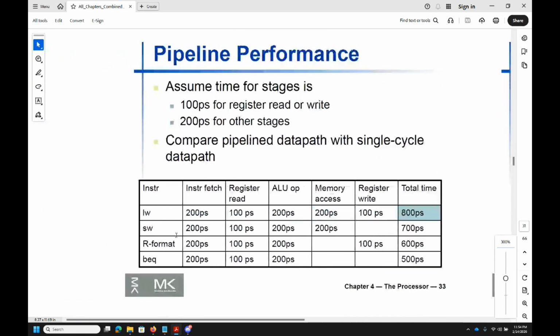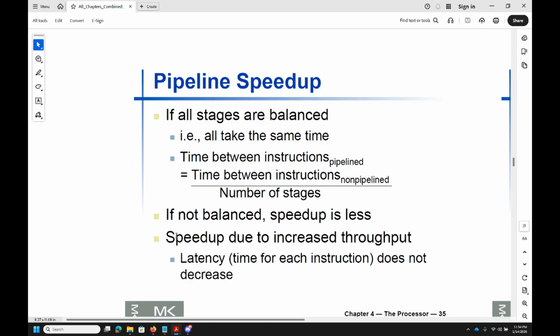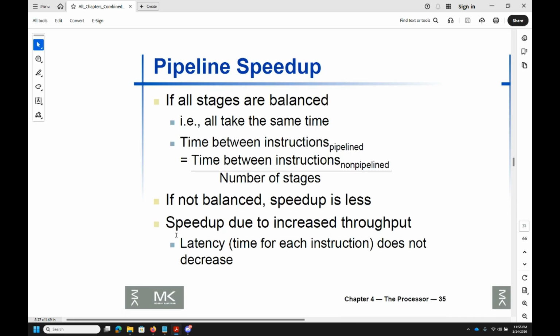The only challenge is, of course, that you should be able to pipeline them. If the instructions have a hard condition that they have to be executed in one particular order, then you are out of luck, right? You can't do anything. You have to eventually wait for all of the data to arrive, rearrange it in the right order, and then fix it. But still, whatever time you saved by pipelining is still time that you have saved. So if all the stages are balanced, if all of them take the same time, the time between instructions in the non-pipelined case divided by the number of stages is the speed up that you can get.